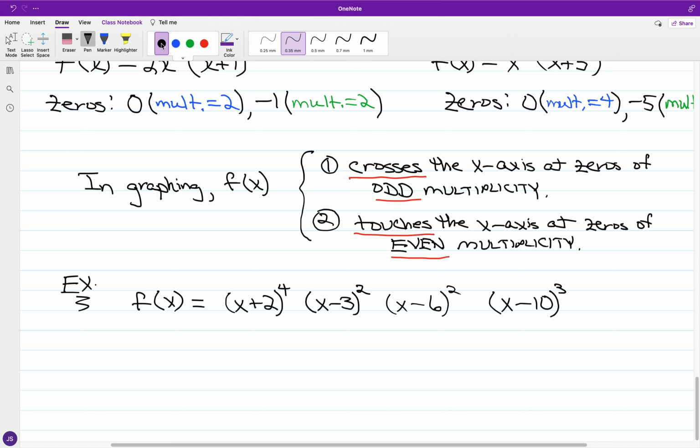And now for this particular polynomial, if I were to identify the zeros, we have an x plus 2. If I set that to 0, I have x equal to negative 2. If x minus 3 is 0, we have x equal to 3. And if x minus 6 is 0, we have x equal to 6. And if x minus 10 is 0, we have that x is equal to 10.